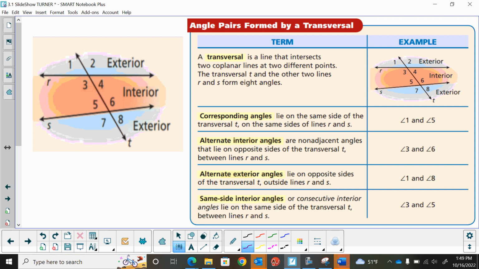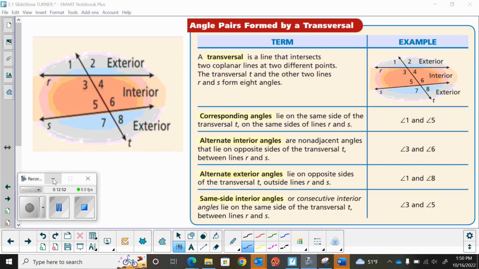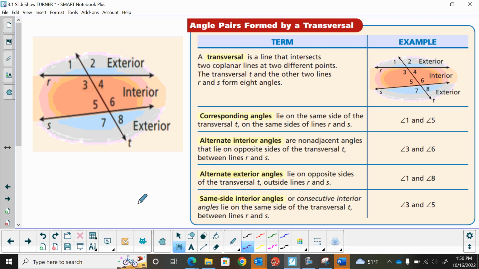All right, now we're getting into some more terms. Now these terms are going to be really important, so take some time to study them and really get to know what these different types of angles are. So we're looking at a bunch of different pairs of angles, and they're all kind of unique and have specific characteristics. And we're going to be talking about these a lot this chapter. So really make sure that you spend some time studying these.